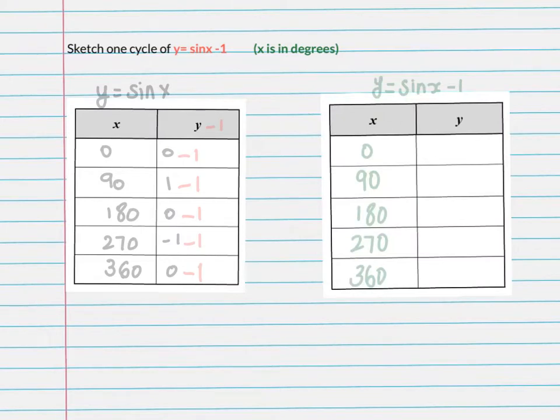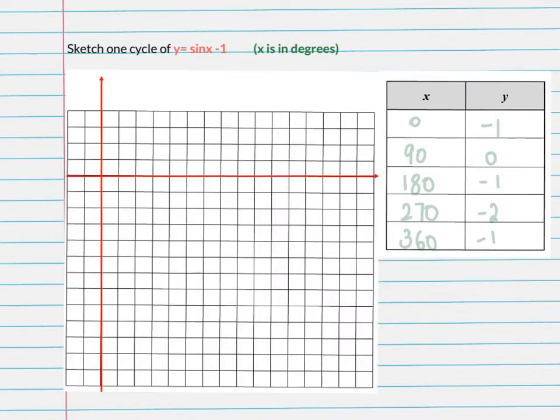0 minus 1 is minus 1. 1 minus 1 is 0. 0 minus 1, again minus 1. Minus 1 minus 1, that's a negative 2. 0 minus 1 is a negative 1. We will be using this table in order to graph our given sine function. As you notice, the y values are negative, so we will be using the negative part of the y-axis. We will choose a proper scale in order to graph it. I moved each 3 squares 90 degrees, and on the y-axis, each 2 squares 1 unit.